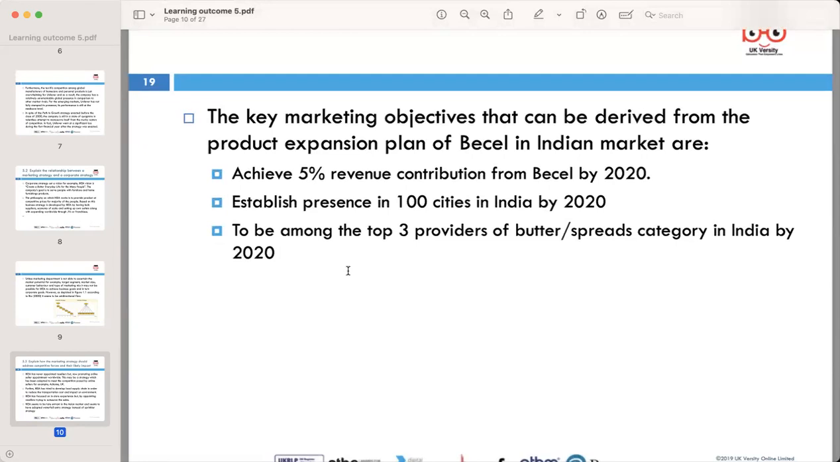So here are the key marketing objectives that can be derived from the product expansion plan of Becel in the Indian market we just discussed: achieve 5% revenue contribution from Becel by 2020, then establish presence in 100 cities in India by 2020, and then be among the top 3 providers of butter spread categories in India by 2020.